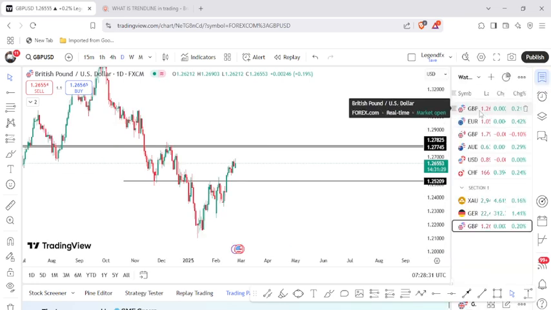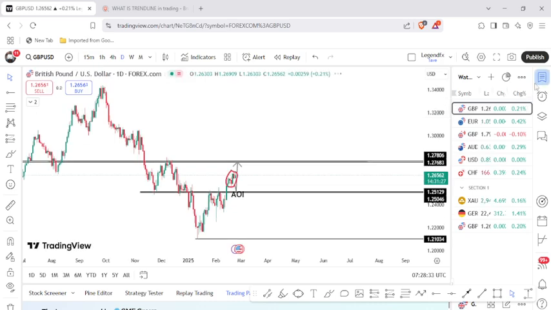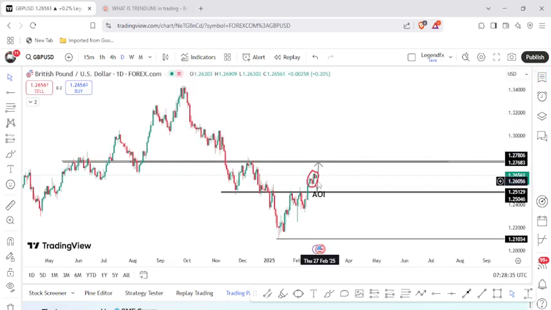You can also go and do yours and check it by yourself to know if you are still in a bullish phase or bearish phase. But as far as I'm concerned, technically we are still in a bearish phase. So this is what I have for you on GBP USD without wasting much of our time.